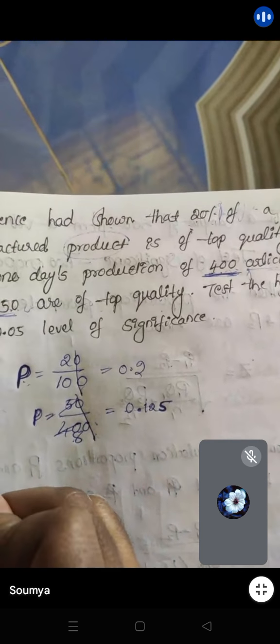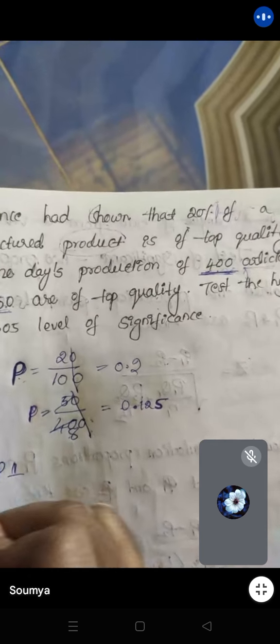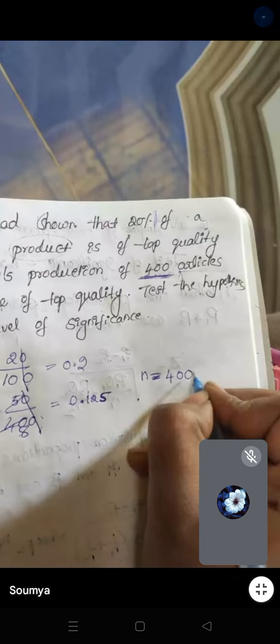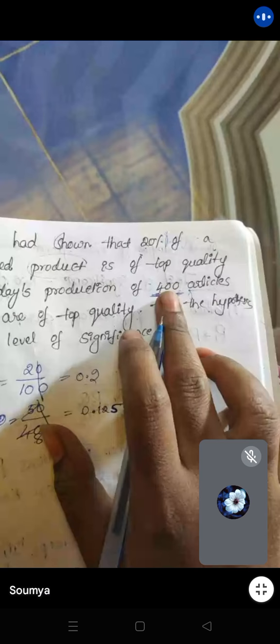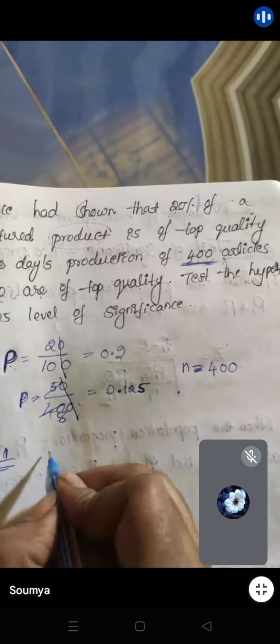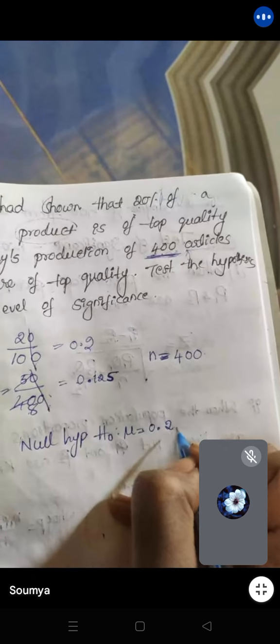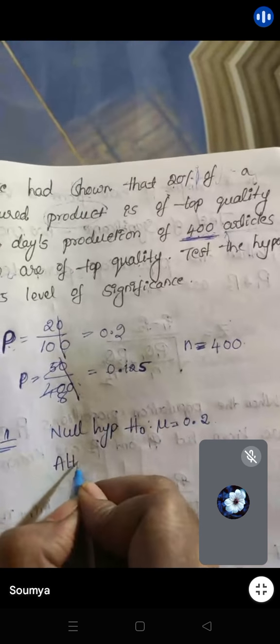Why? Because first of all I will go for the steps. What is the sample size? 400 articles, so sample size N equals 400. Next you go for the steps of testing of hypothesis, that is, the null hypothesis. We denote it as H naught: P equals 0.2, since the question is about 20%.